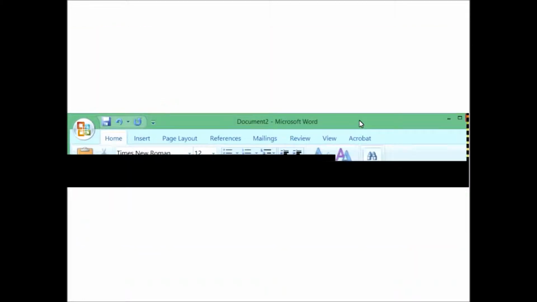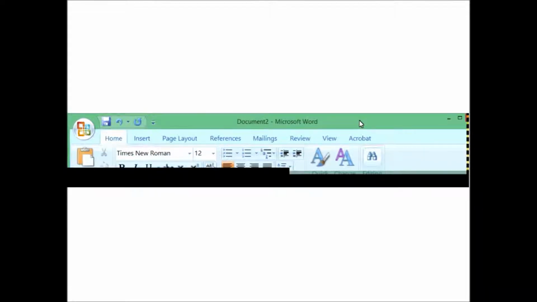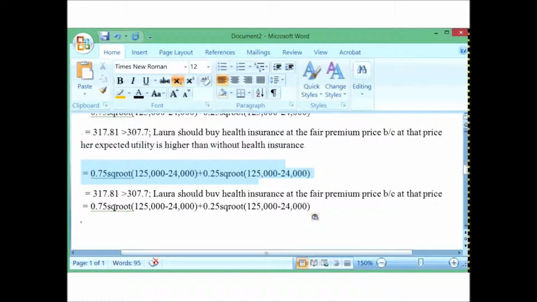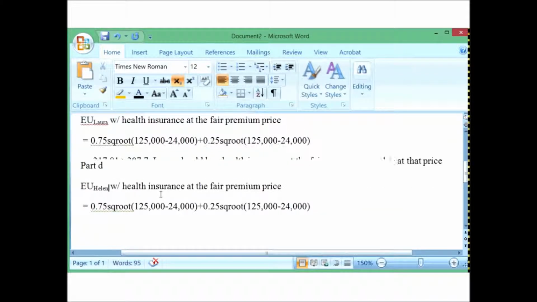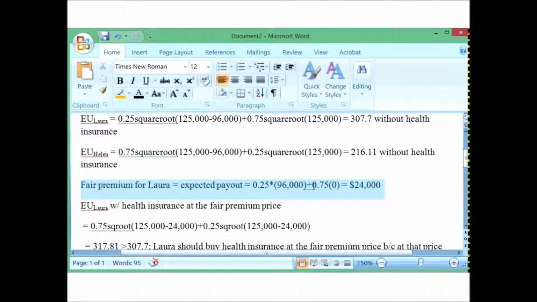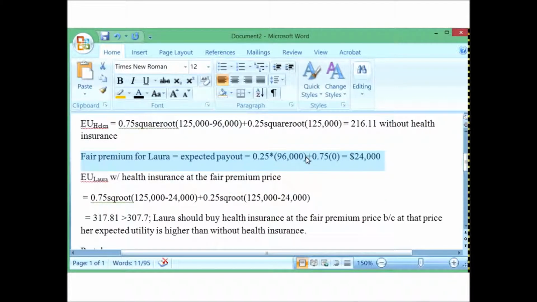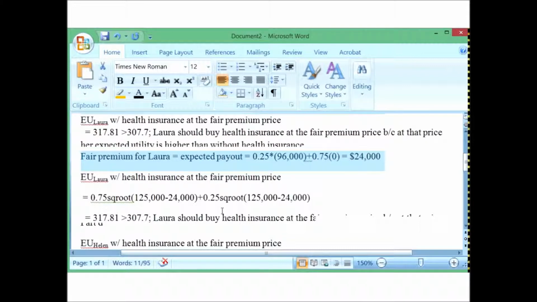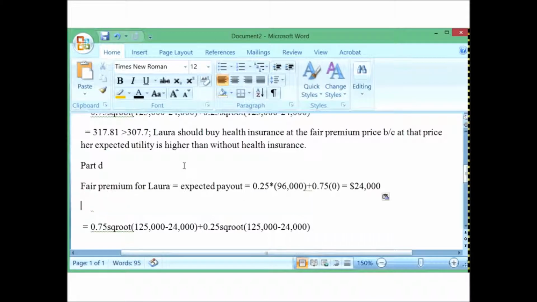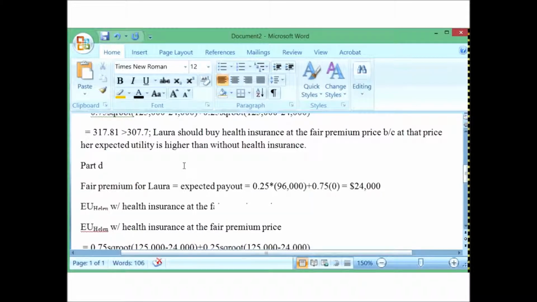And then we are asked to do the same for Helen. That's part D. Although I still need to find a fair premium price for Helen. Notice that I still like this term, even though I know it's going to be 0, because these are two extremes. Laura probably doesn't need to be in any of those extremes. Maybe she just wants to go for a checkup, and that's going to cost some money, but not so much and not so little as 0.